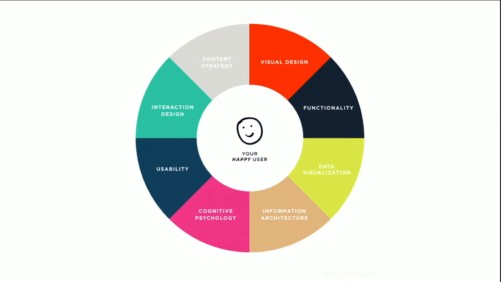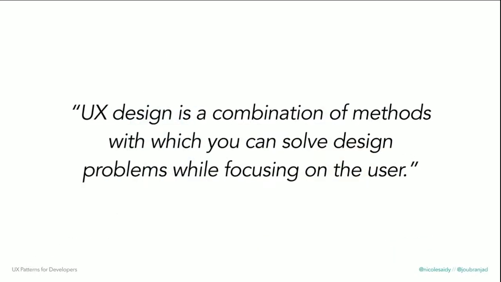It's about visual design, which is where we focus on the interface to make the product look trustworthy through design. It's about functionality, where we focus on features to solve problems. It's about data visualization, where we design complex information. And it's about information architecture, where we focus on the structure and functionality. So, as a definition, user experience design is a combination of methods with which you can solve design problems while focusing on the user.